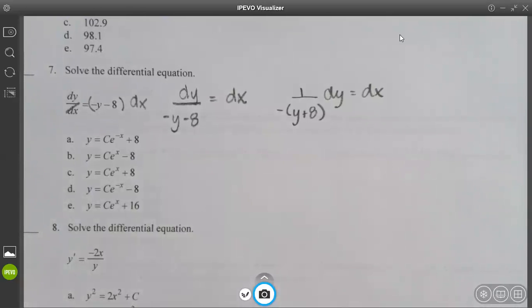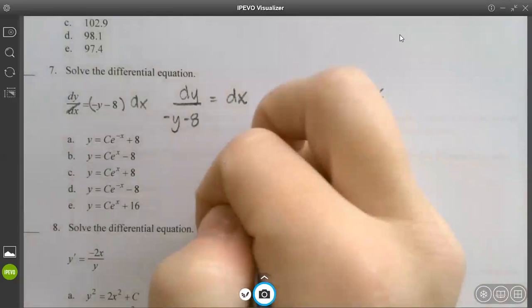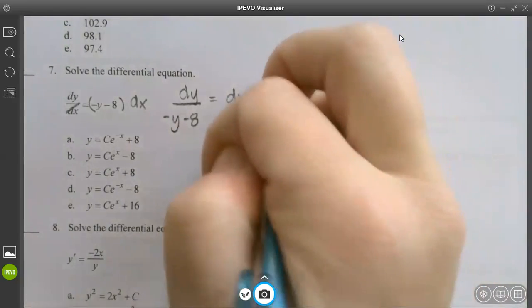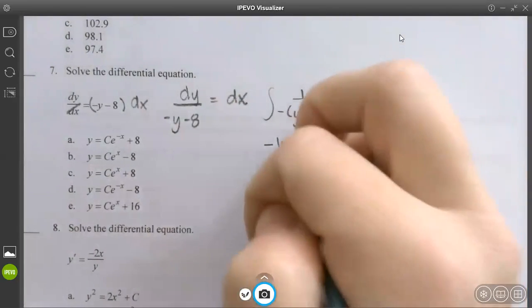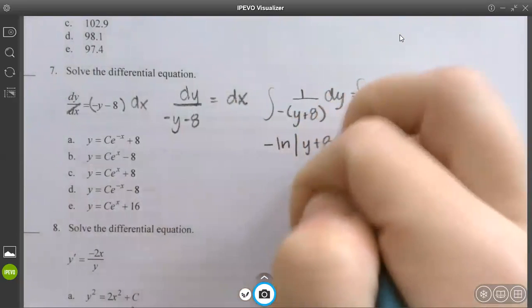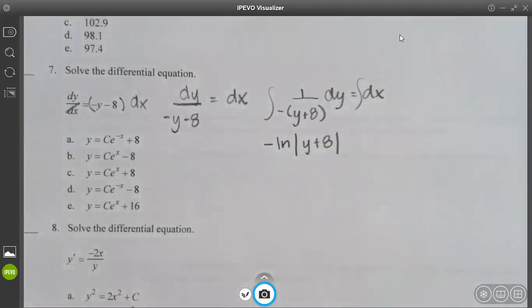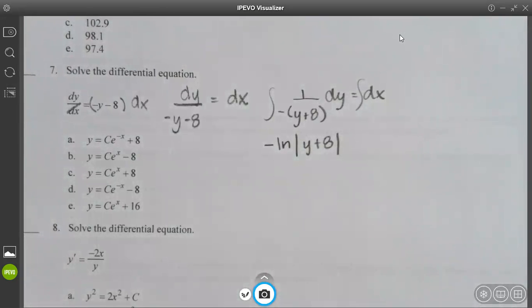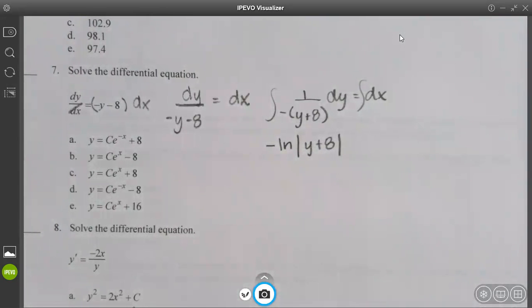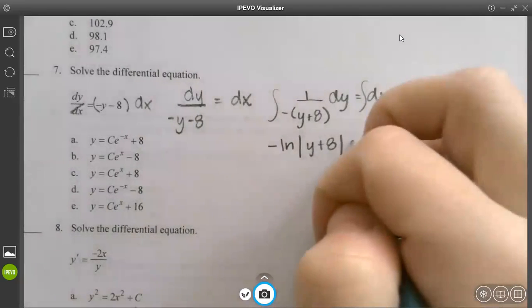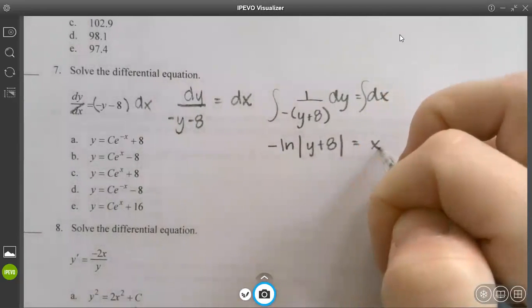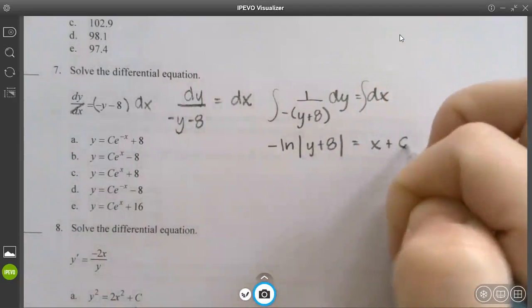Remember, if it's backwards, like if it would have been 8 minus y on this one, you want to make sure that you pull out the negative. This one, I went ahead and pulled out the negative. So you already have it here, negative ln when you integrate, absolute value of y plus 8, because I pulled out the -1 before I integrated. Does everybody understand that? What do I have on the other side? X, keep going. Plus C, thank you.